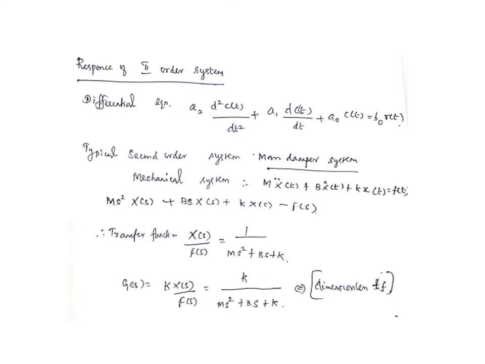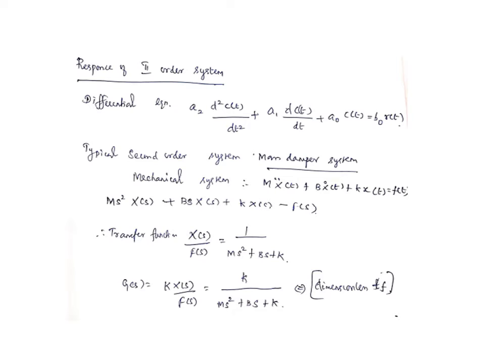Then we move to the second order system. We started with transfer function, then zeroth order, then first order electrical circuit, then excited circuit, then unit step response, then unit ramp response, then unit impulse response, then we move to the response of the second order system.